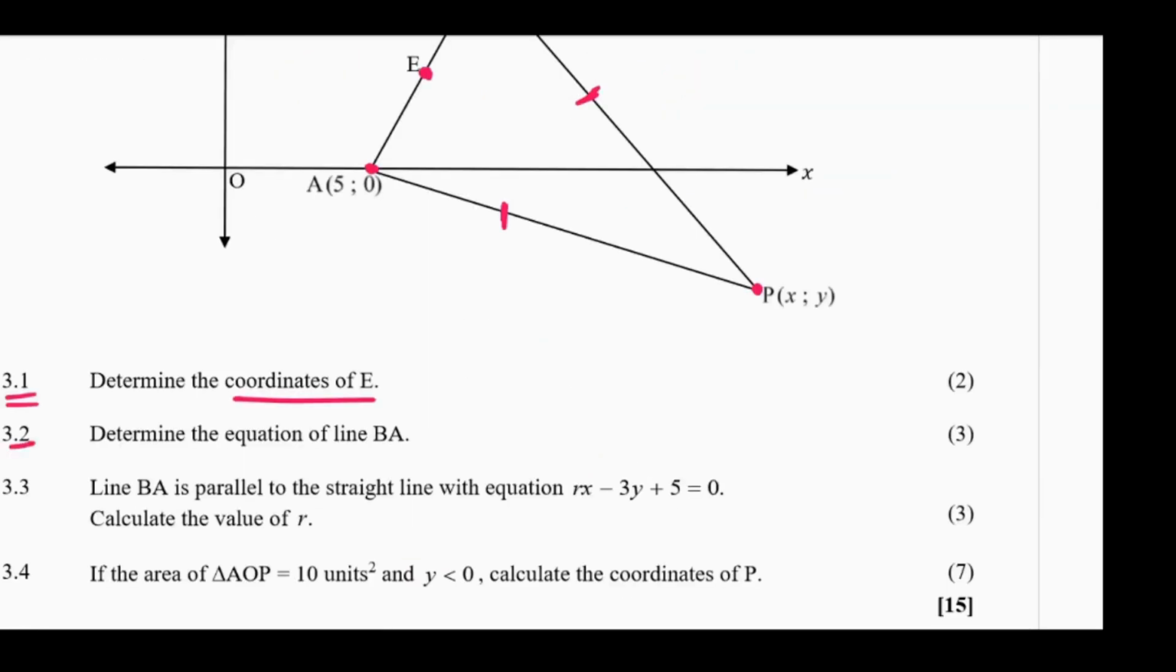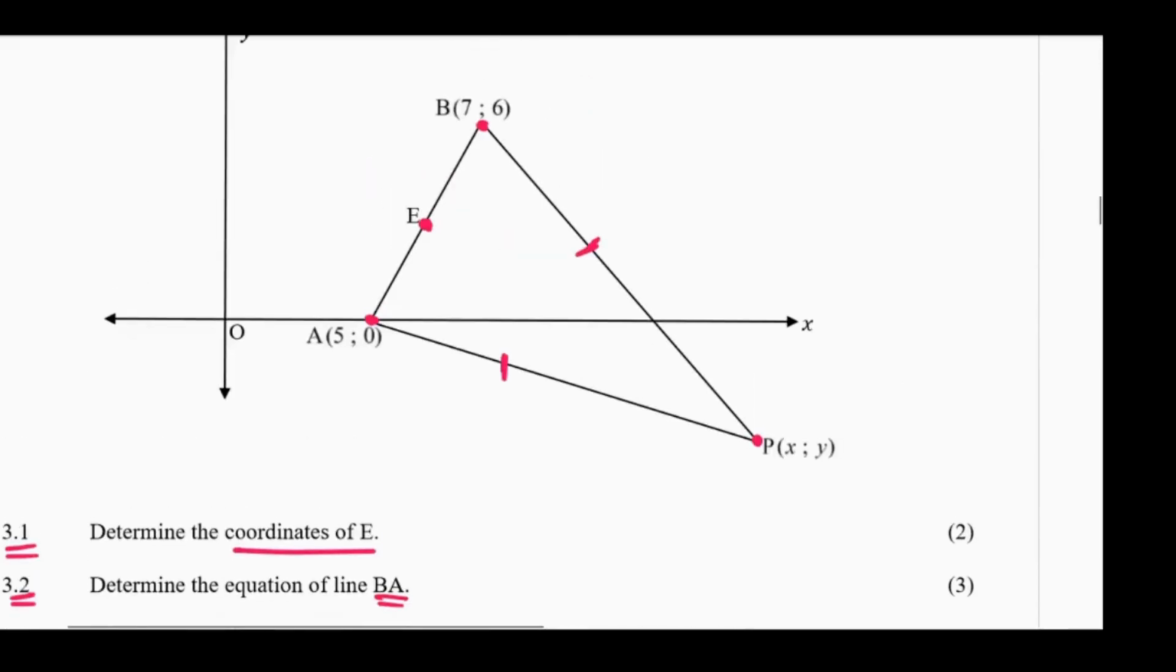So now 3.2 says to determine the equation of BA. So here is the line BA or AB, this one here. We're going to use these 2 coordinates to find the equation of AB. So we have the coordinate of A being 5 and 0, and the coordinate of B being 7 and 6, right?